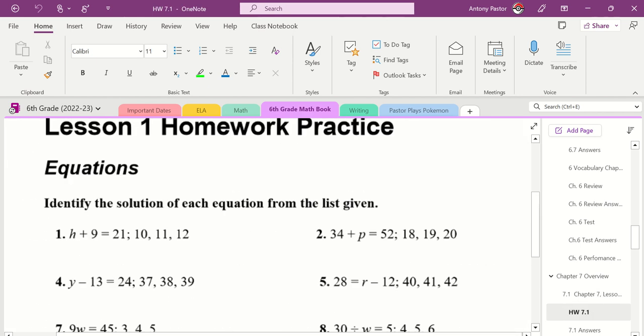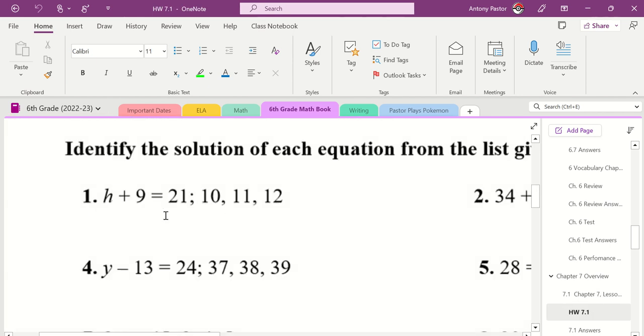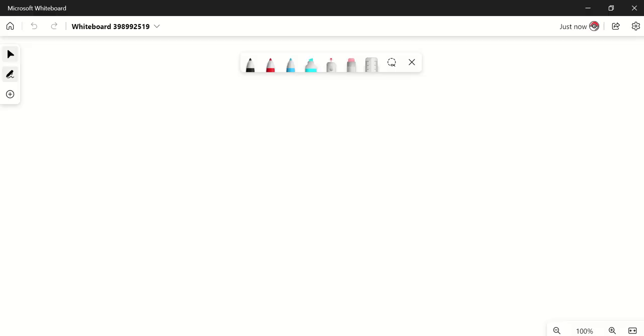This homework question says h plus 9 equals 21. And it gives you these options. They want you to plug in: does 10 plus 9 equal 21? Does 11 plus 9 equal 21? Does 12 plus 9 equal 21? We don't want to do this. We're going to show you how to actually solve this without these options. So h plus 9 equals 21. Remember the vocab I taught you guys: isolating the variable and inverse operations.